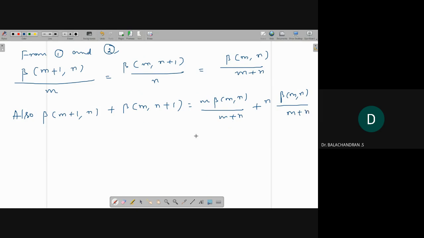So what is common? Beta of m comma n is common, and m plus n is also common. Remaining is what? m plus n. So m plus n gets cancelled, and I have beta of m comma n. So sometimes they will ask prove that beta of m plus 1 comma n plus beta of m comma n plus 1 equal to beta of m comma n. Okay, you should write these two terms here.